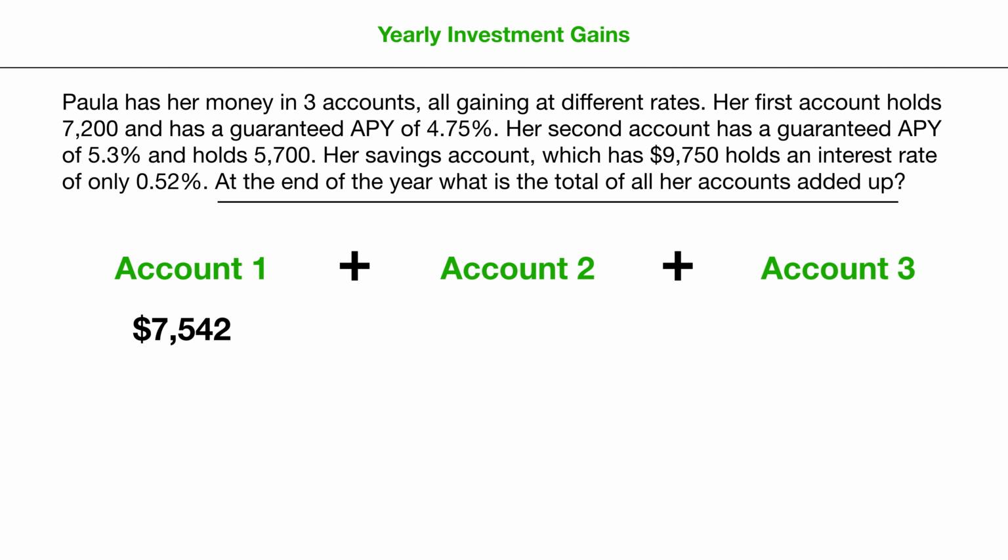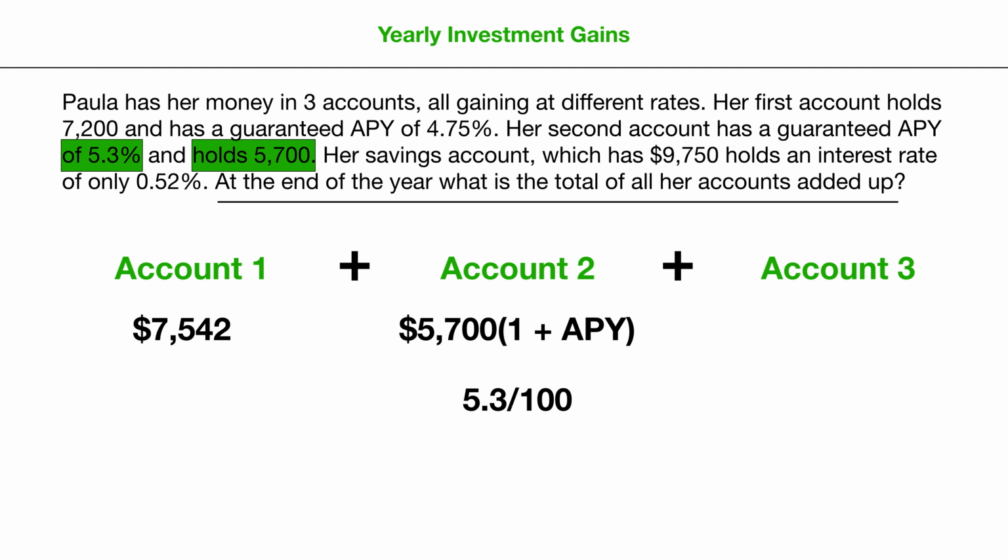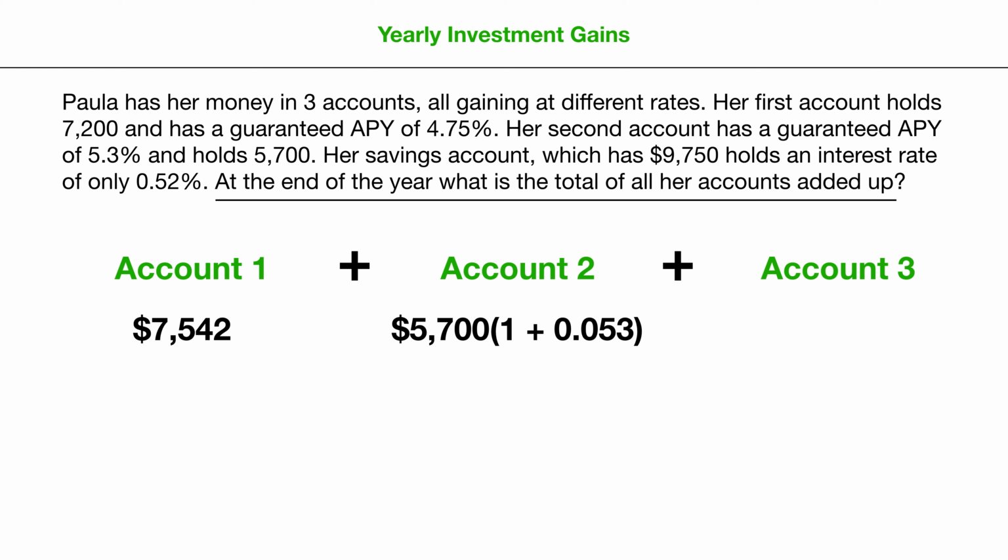Account 2 has 5,700 in it and APY of 5.3%. You're going to do the same thing. Divide 5.3 by 100, which gives you 0.053, and add that to 1. Now you're just going to go 5,700 times 1.053, and that's going to give you $6,202. So this account grew by a little over $500 after the yearly gains have been tallied up.